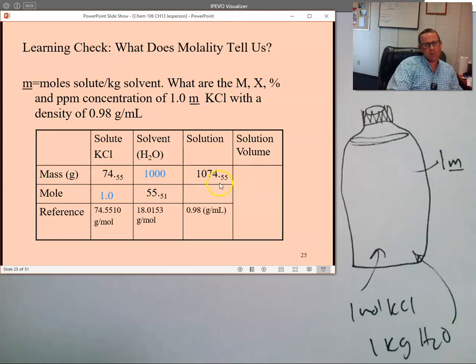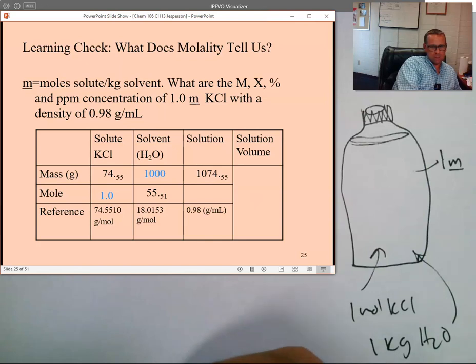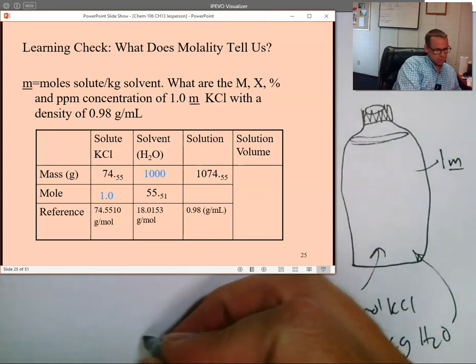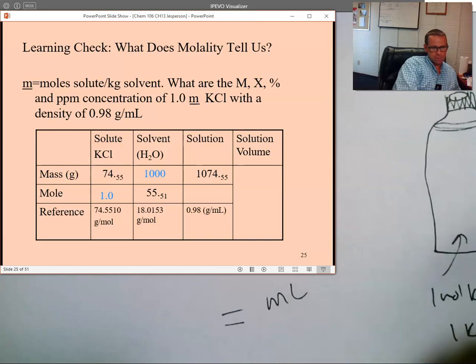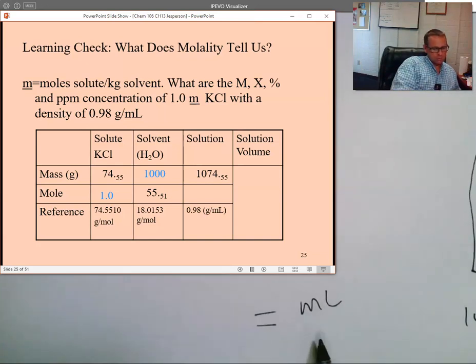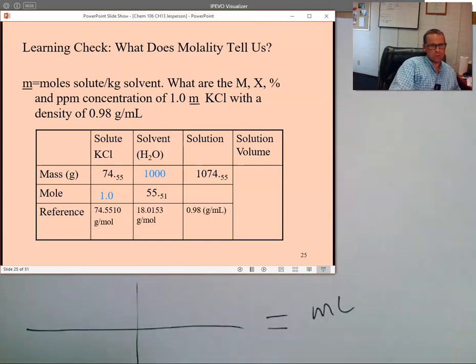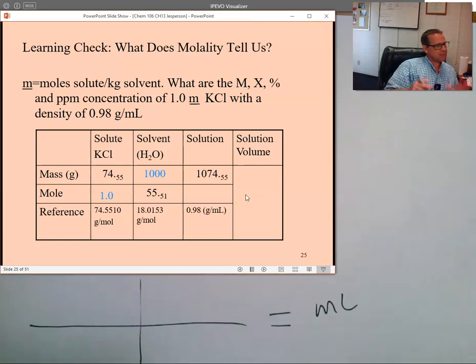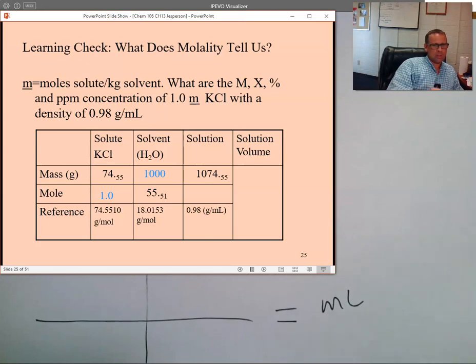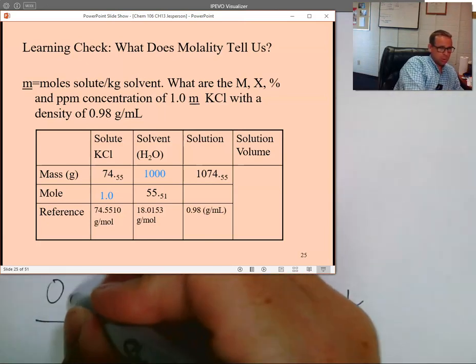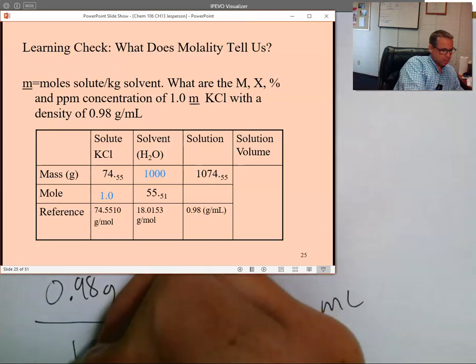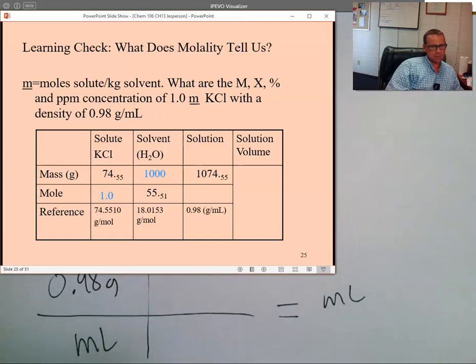Now with this 1,074.55, how can we identify the volume? Let's say we want it in milliliters, just for fun. It could be in liters. How can we solve for the volume of our solution now? We start with the density, which is 0.98 grams per milliliter. And then what?